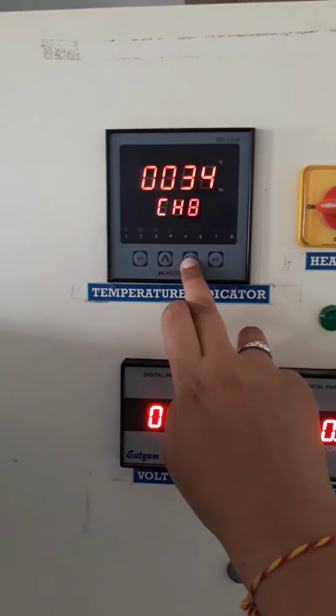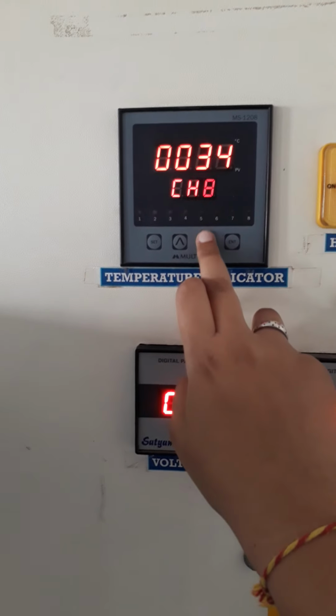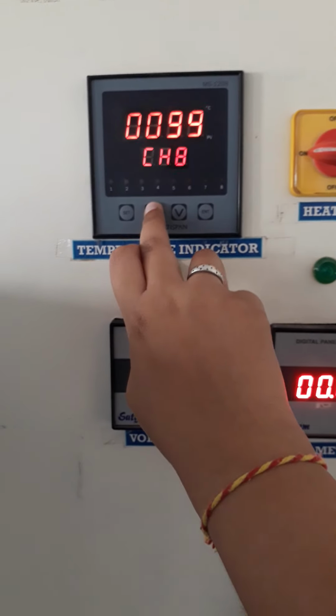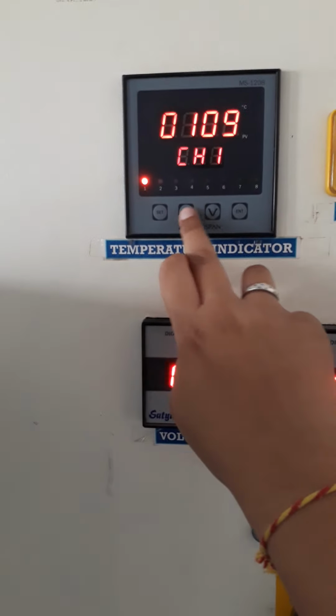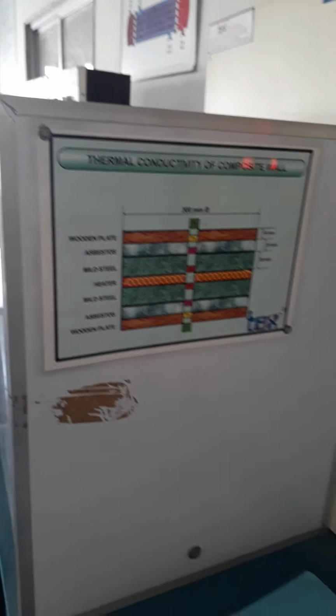The number 8 plate temperature is 34. Number 1 plate is 109, so 45 degrees centigrade. At plate 2 my temperature is, and the last plate temperature is 34 degrees centigrade. This is how you can vary the different temperatures and note down the interface temperatures.